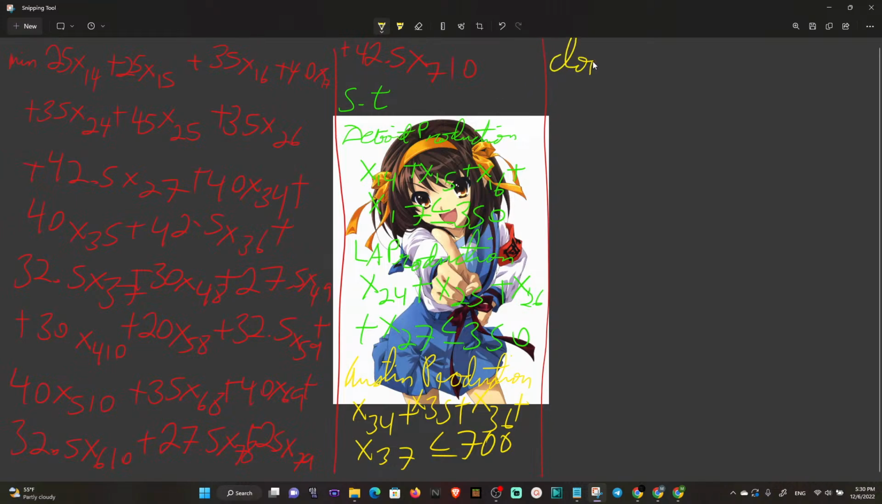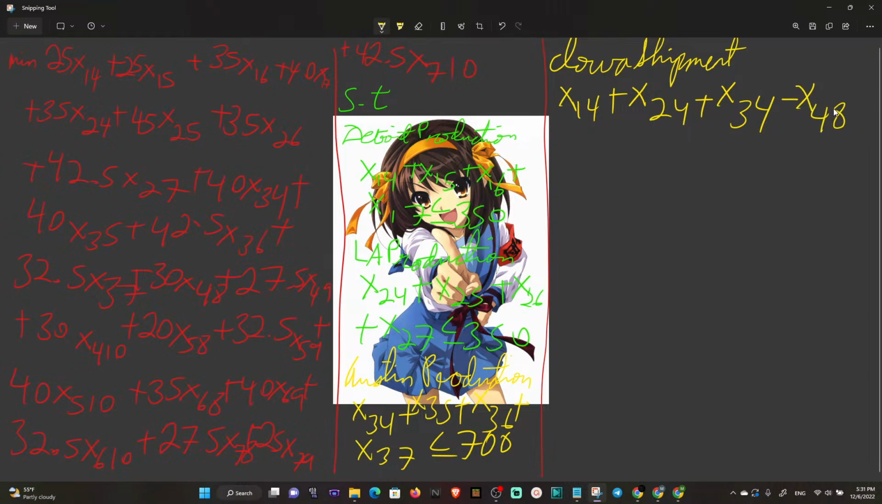Now we've got to get the constraints for the shipments. So we have the Iowa shipment, which will be x14 plus x24 plus x34, because Iowa, if you remember, was in the top of the middle. But now we need to make sure that Iowa also goes to 0. So we subtract everywhere Iowa goes, which will be x48 minus x49 minus x410, which evens out to 0.